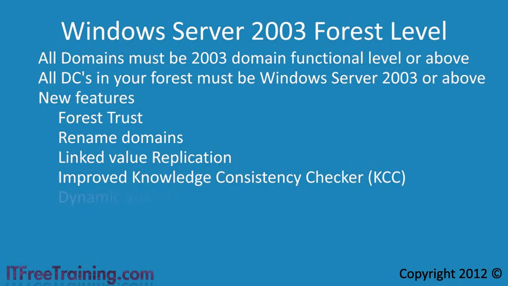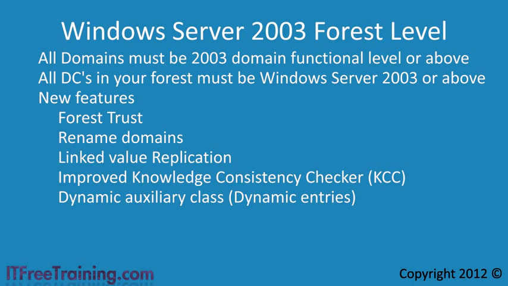The fifth feature is called Dynamic Auxiliary Class. This is basically the ability to create an object in Active Directory that has a time-to-live value associated with it. This is also referred to as dynamic entry. Having a dynamic entry means an application can store an object in Active Directory and have it expire after a certain period of time, say after a day. Active Directory would then automatically remove the object after 1 day without the application having to do anything.